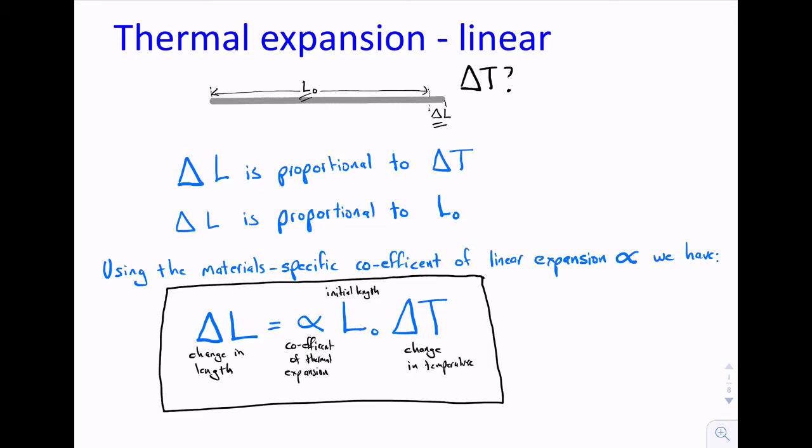Can you work out the units of alpha? You might want to pause the video and give it a go. So we can see if we rearrange the equation above that alpha would equal the change in length, delta L, divided by the length, divided by the temperature. So the units are simply per Kelvin, or Kelvin to the -1, as the units of length are cancelled out.